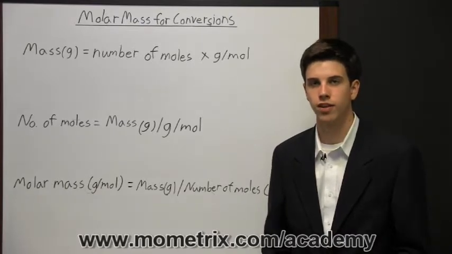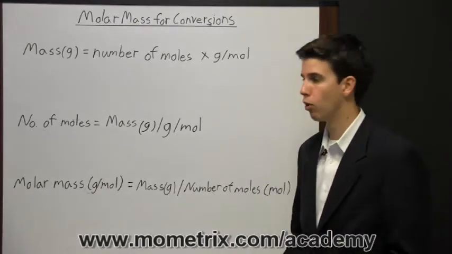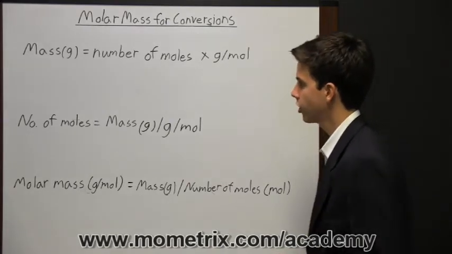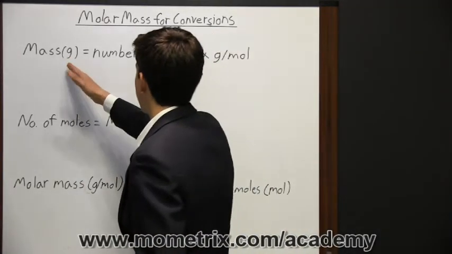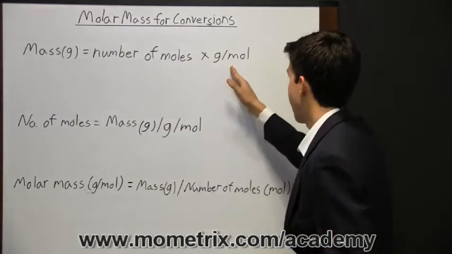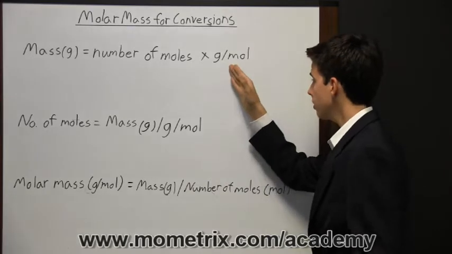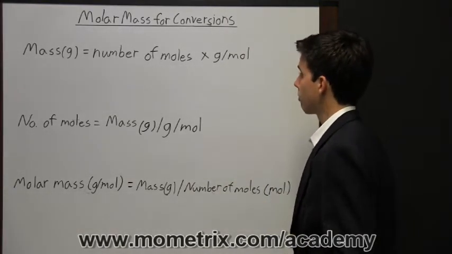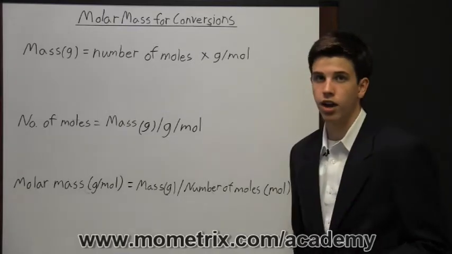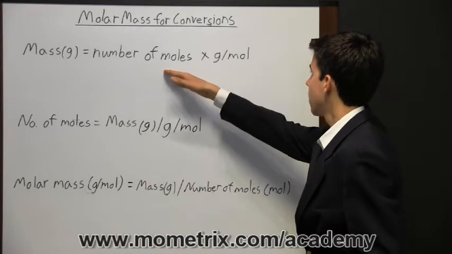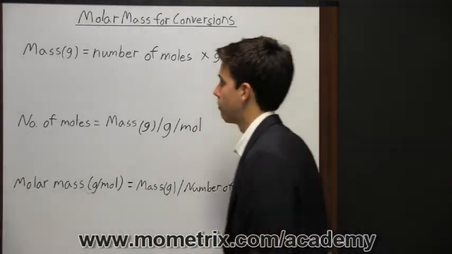Molar mass relates to the mass and the number of moles. So here's how to use molar mass for conversions. Here we're finding the mass by multiplying the number of moles times molar mass, which is represented by the units grams divided by moles. As you may have figured out, molar mass is basically the amount of mass in each mole. So by multiplying the number of moles by the mass for each mole, we'll get the total mass.